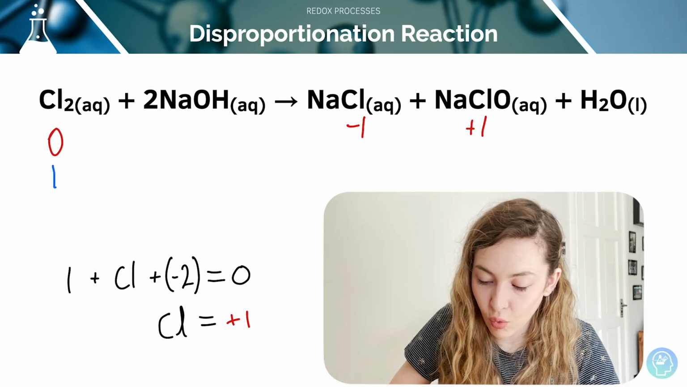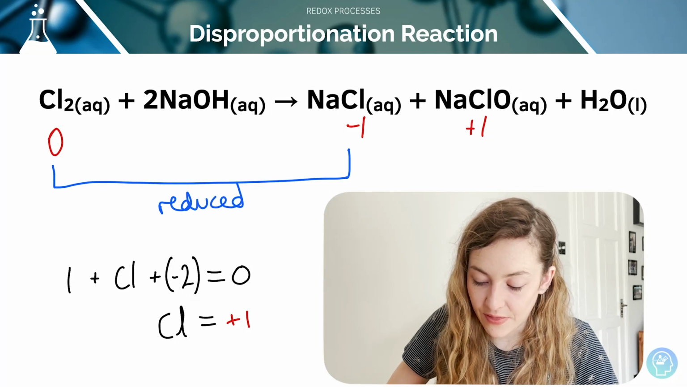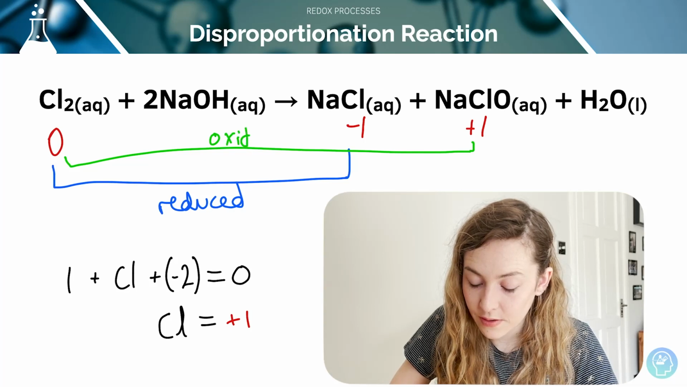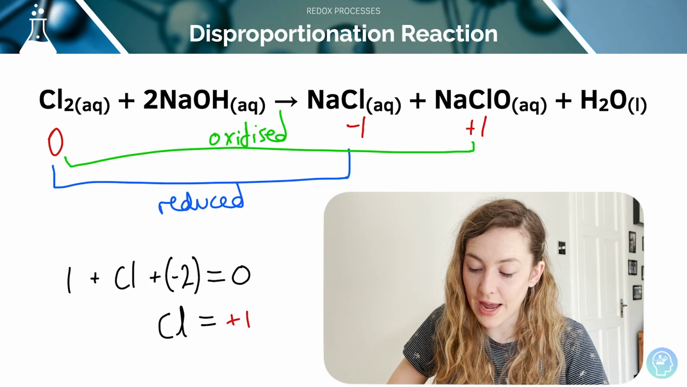So we can see that chlorine has been reduced in this case, and then it's been oxidized here. We've gone up the number line there, so it's been both oxidized and reduced.